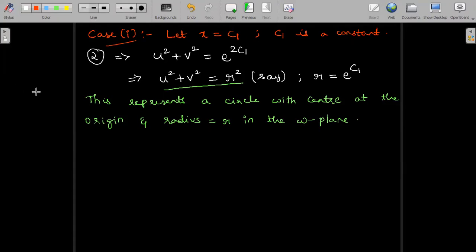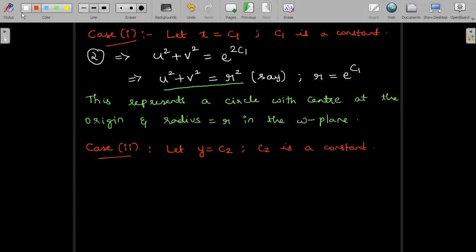In case 2, what are we supposed to take? We are supposed to take y is equal to another constant, say c2. So let us discuss case 2 now. Case 2: let y is equal to c2, where c2 is a constant.